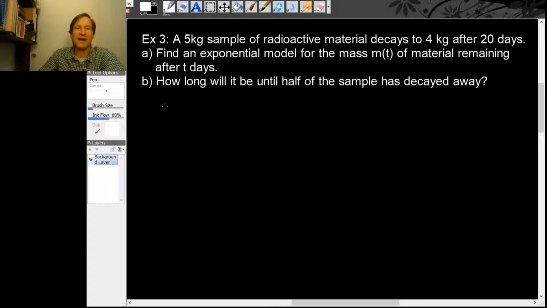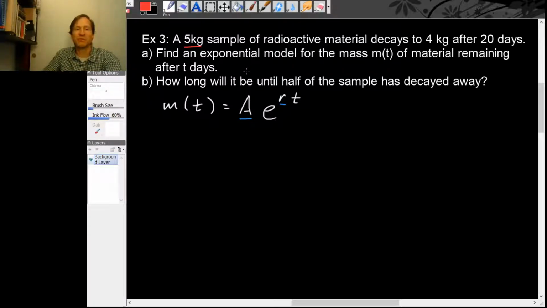Just for a little variety in this example, let's find our mass function m of t. Let's write it using this exponential formula that always has e in the base. So we're going to use a times e to the rt. And remember, the unknown constants in this are a and r. All right, well, we need to find these unknown constants so that we know what the mass function is, but we have a couple data points.